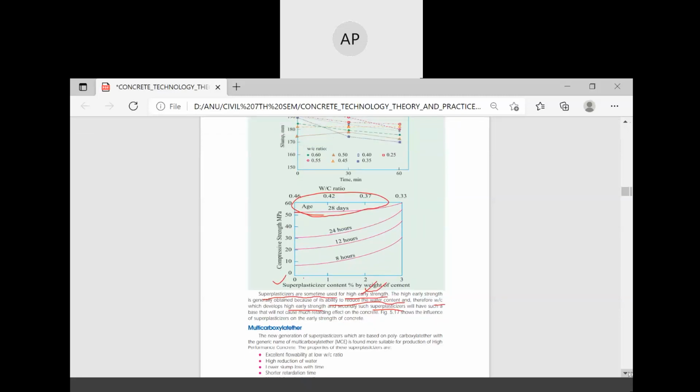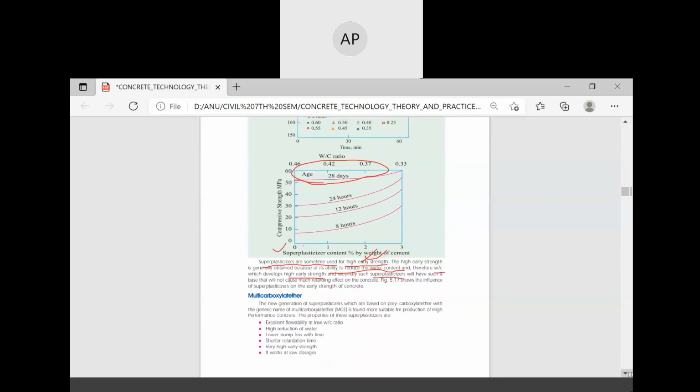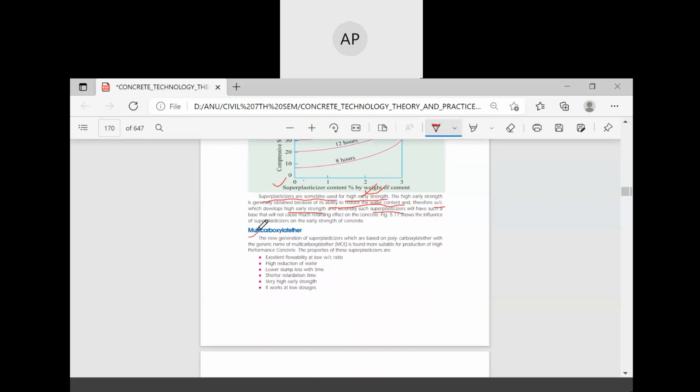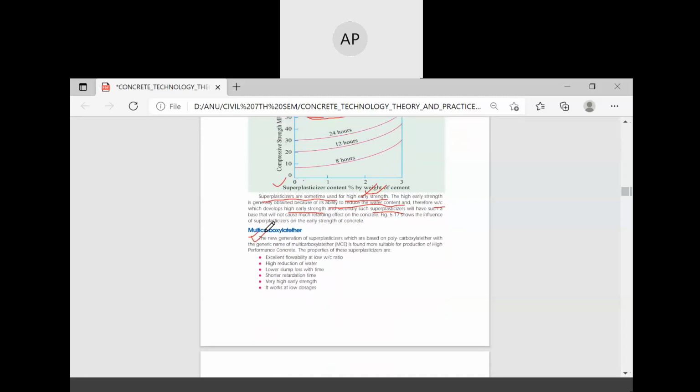Then next is your multi-carboxylate ether, the new generation super plasticizer. This is also a chemical which is used as a super plasticizer. That is your new generation super plasticizer, which is based on polycarboxylate, with the generic name multi-carboxylate. It is suitable in production of high performance concrete. The properties of the super plasticizer: this is another example of super plasticizer chemical, multi-carboxylate ether.